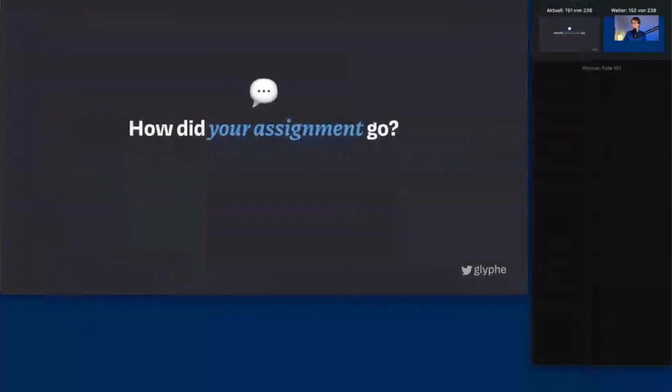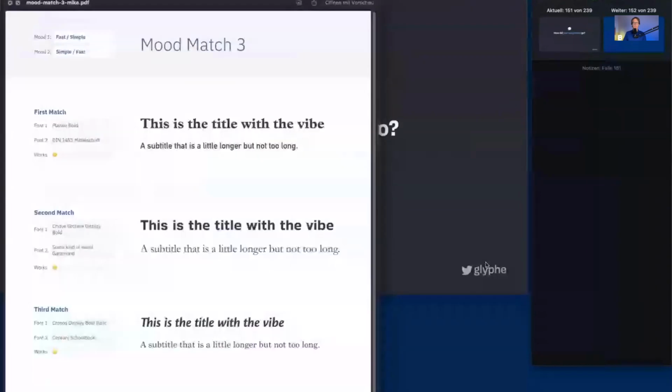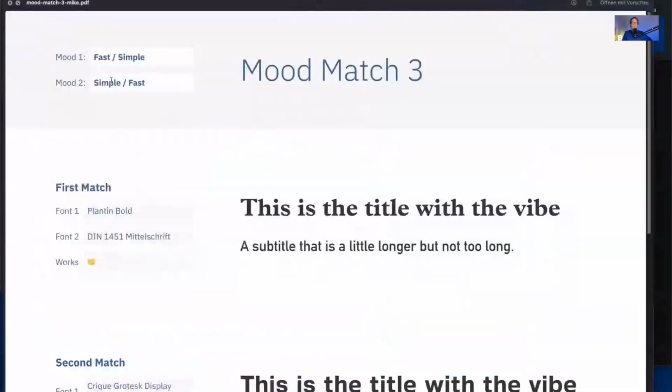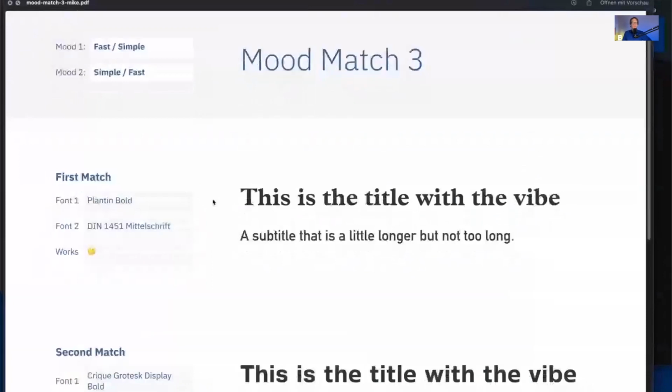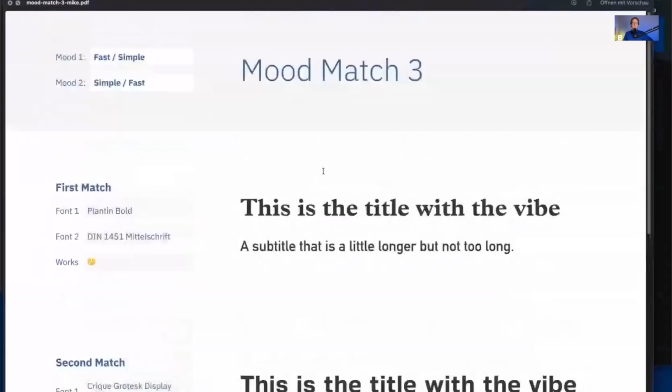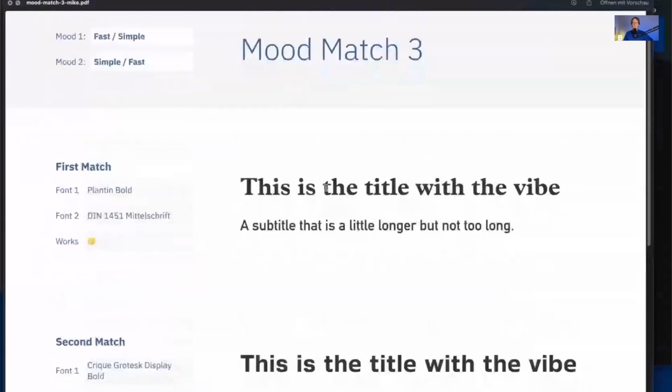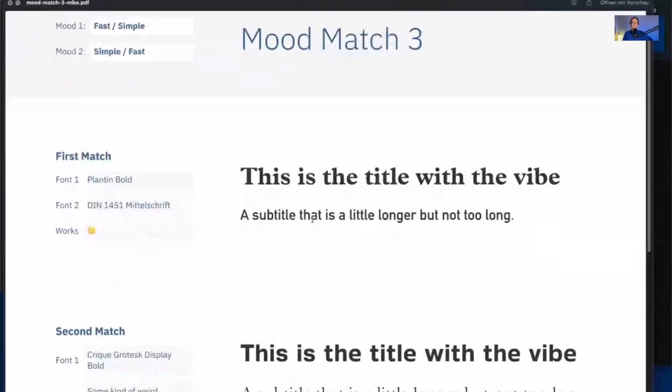Moving on to the last one before we go on, which was the third mood match, fast and simple. Okay, he switched it there to make it a bit easier to use, I think. So it's a good idea. You can always change the assignment if you can give me an argument for that. What did we have? Platin Bold and then DIN. So for fast and simple.